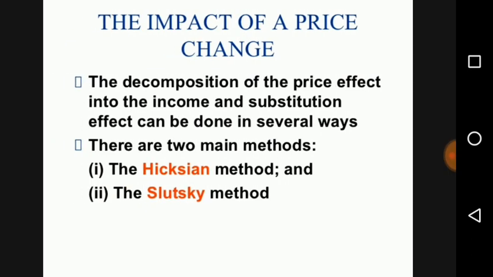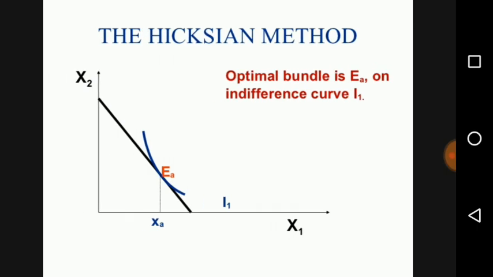Now, this impact of price change can be studied with two methods, the Hicksian method and the Slutsky method. In this video, we will cover only the Hicksian method for income and substitution effect. Now, as we know from our previous knowledge, in the given diagram, the optimal bundle is EA on indifference curve L1, because here the indifference curve is tangent to the budget line.